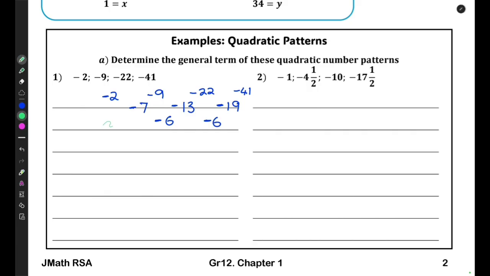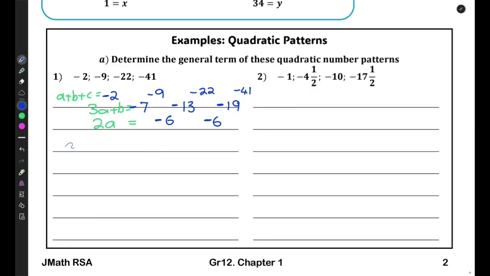Now I'm going to use the formulas. I know 2a must be equal to the bottom number. 3a plus b must be equal to the middle one. And then a plus b plus c must be equal to the top one. Now, please always do this on the left. This does not work if you do it on the right. So don't even try it. We're starting at the bottom and we're going to solve. So we said 2a is equal to -6. That means a is equal to -3.